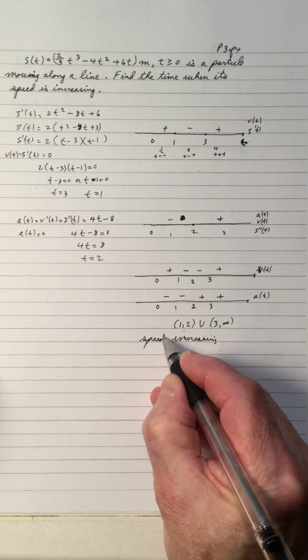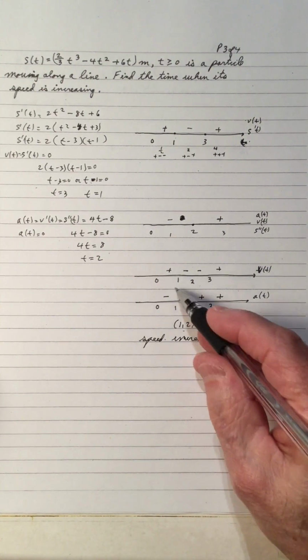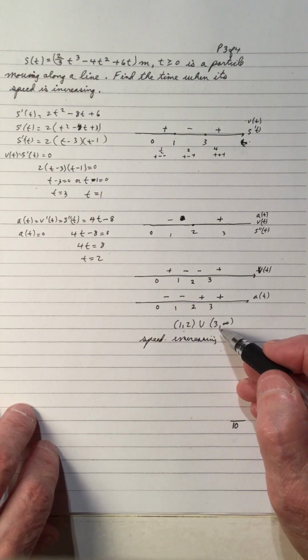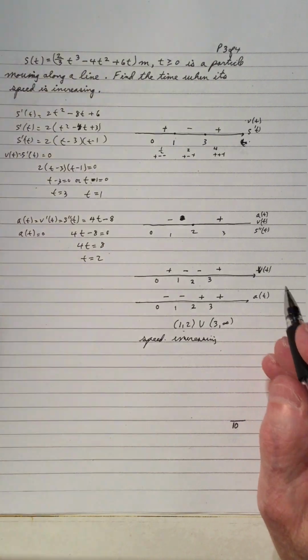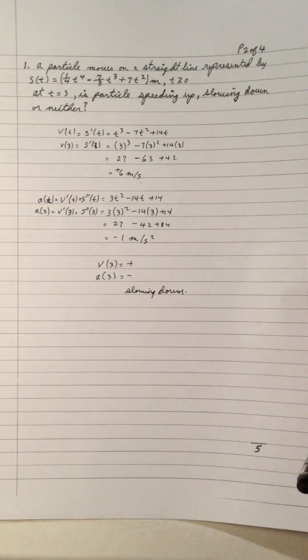Speed is increasing between 1 and 2 and greater than 3. Oh, and what I forgot to do, I got to go back again. I forgot to put some marks on the.